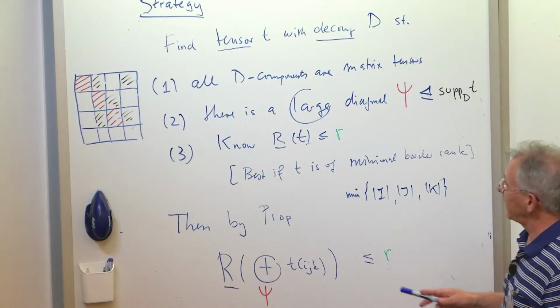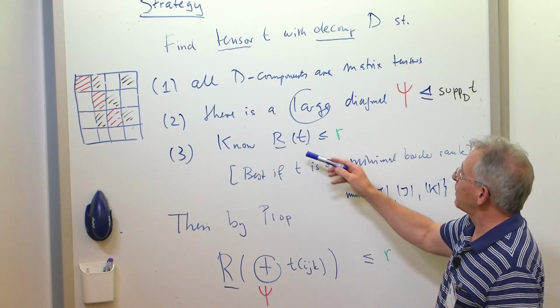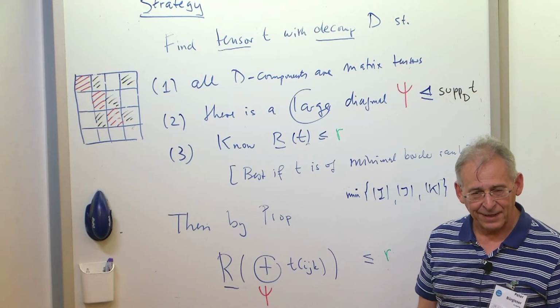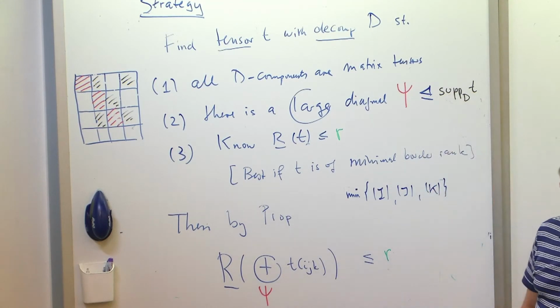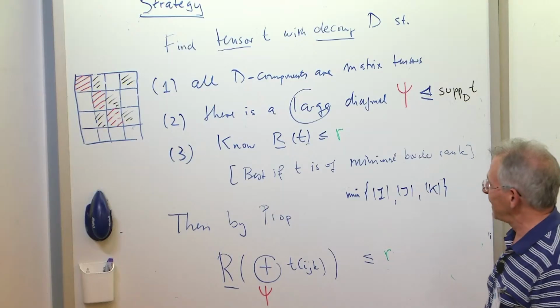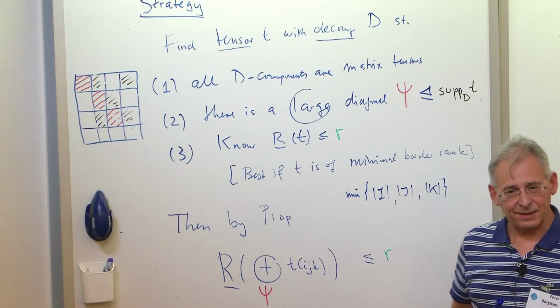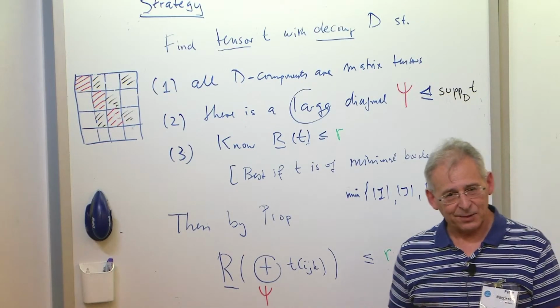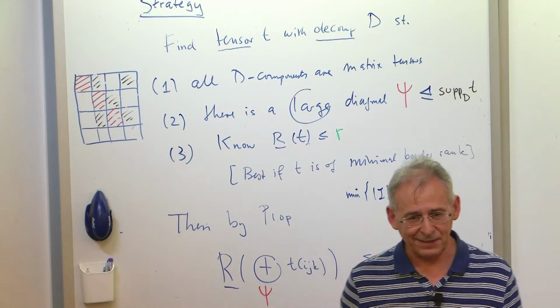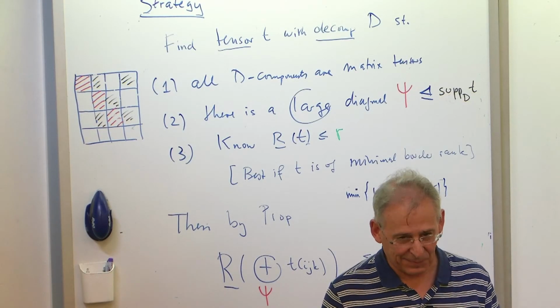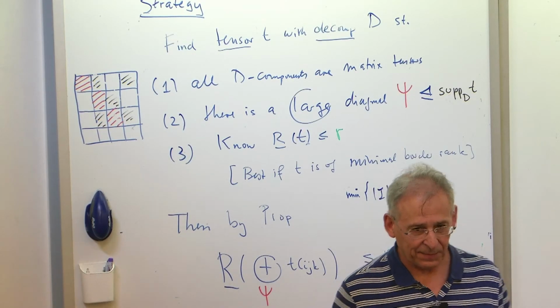And the third thing is we need to know an upper bound on the border rank of T. Best to know it completely. And experience shows you hit it when T is a so-called tensor of minimal border rank. Where, like, you have a 5, 5, 5 tensor, and the border rank is 5. As small as it can get.